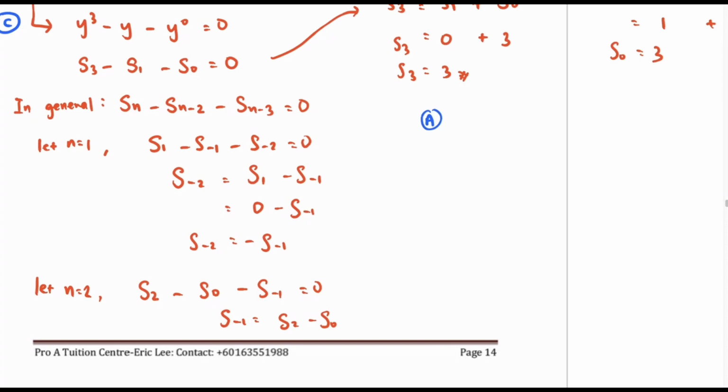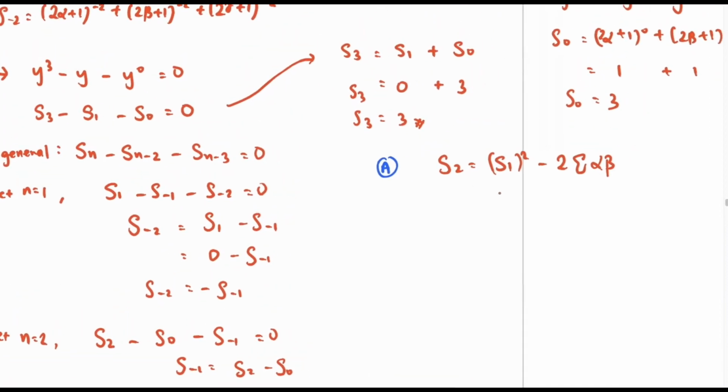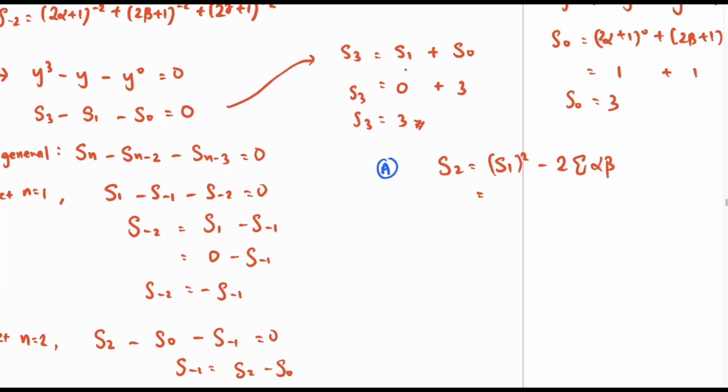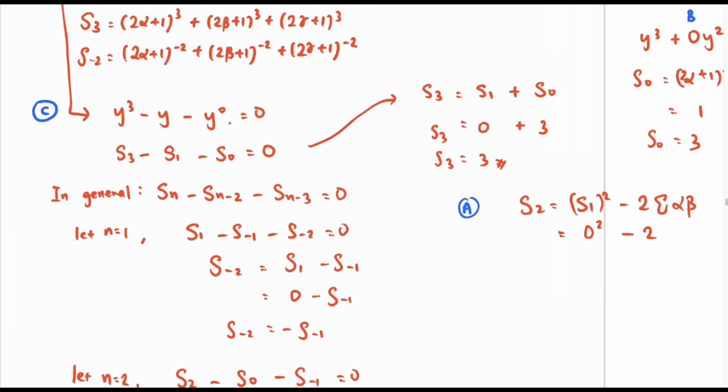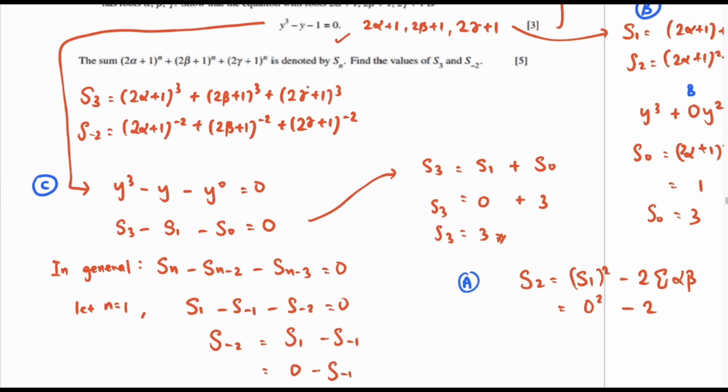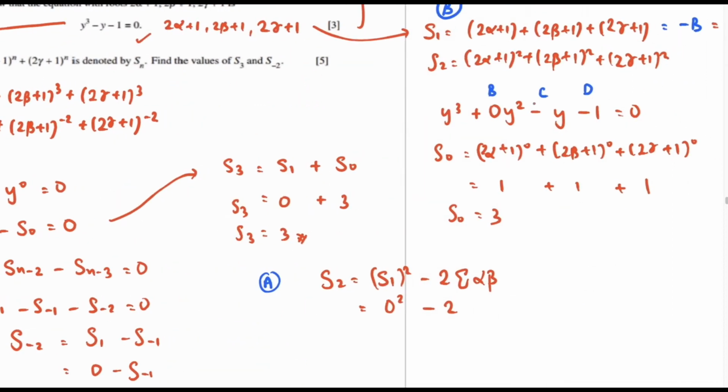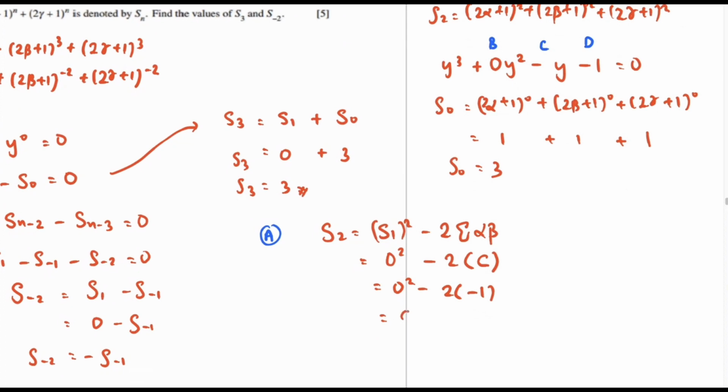But S2 is not a big deal also, because we learn in A, S2 is S1 squared minus 2 sum of alpha beta. That is how we find S2. We know S1 is 0 from here. And sum of alpha beta is the two roots that multiply, and it is always C. So this is C. 0 squared minus 2 times negative 1, then you get 2. So we get S2 equal to 2.